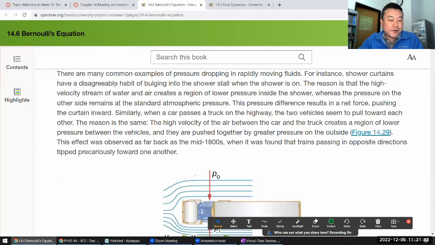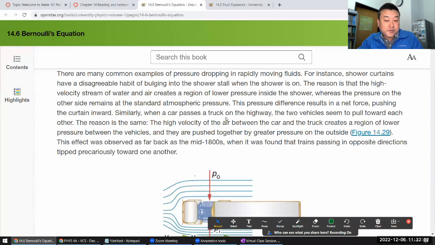Have a disagreeable habit of bulging into the shower stall whenever the shower is on. The reason is that the high velocity stream of water and air creates a region of lower pressure inside the shower, whereas the pressure on the other side remains at the standard atmospheric pressure. This pressure difference results in a net force pushing the curtain inward.